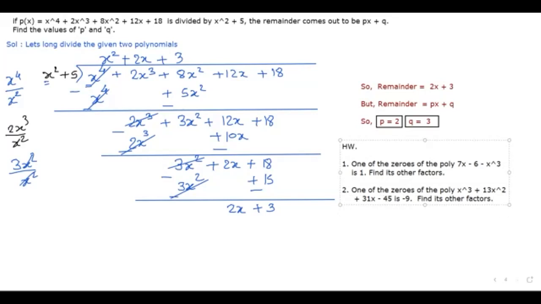What will you do? Divide the given polynomial by x plus 9. Yes or no? Yes, sir.